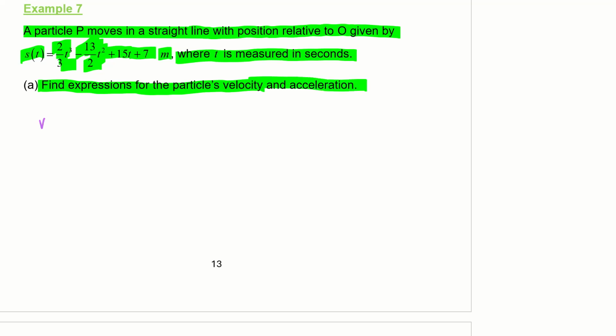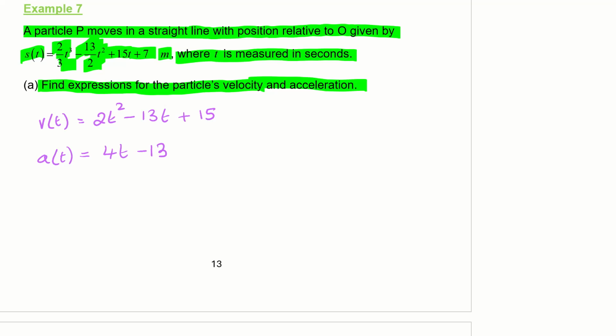So to get the velocity, we're just going to differentiate. That's going to give me 2t² − 13t + 15. And then the acceleration is going to be 4t − 13.